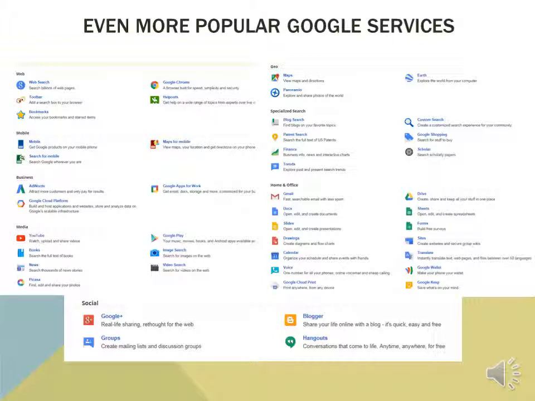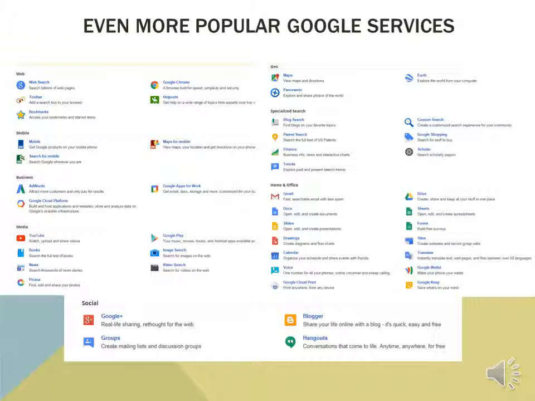sites. You've also got the Google Apps Work for You. You can get emails, docs, storage, and more. And then, of course, you've got your media. That's going to be your YouTube, your books, your news, Picasa, Google Play Store that gets you those apps on those devices, your image search and your video search.